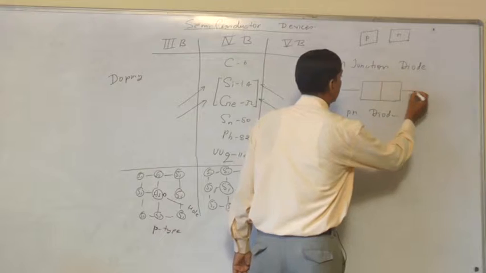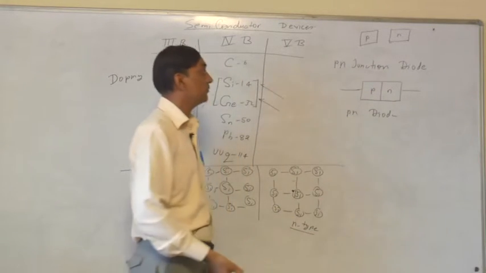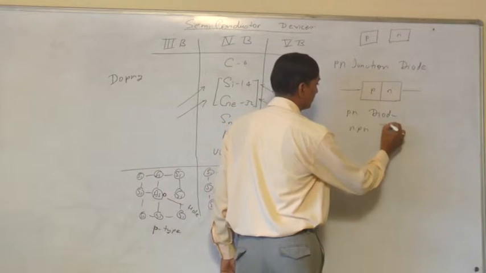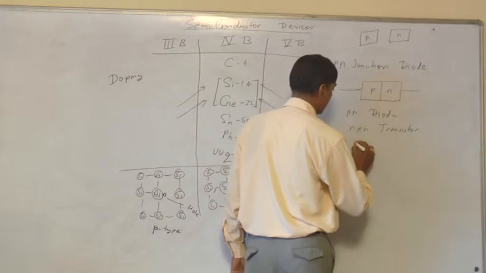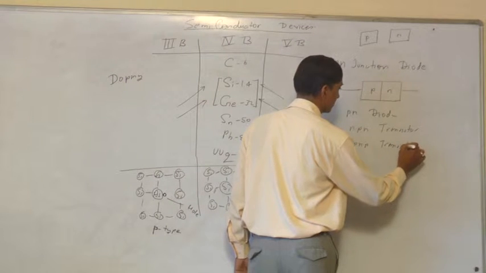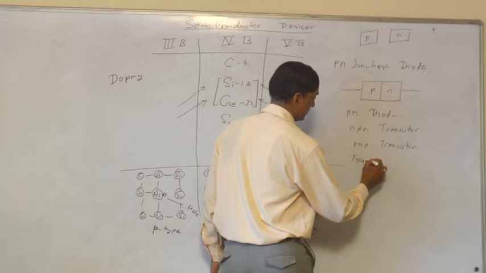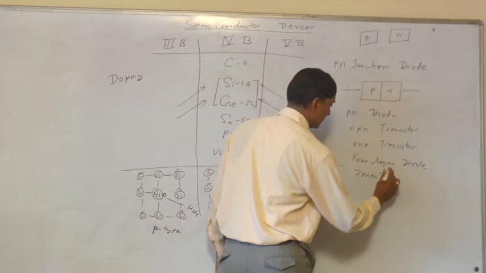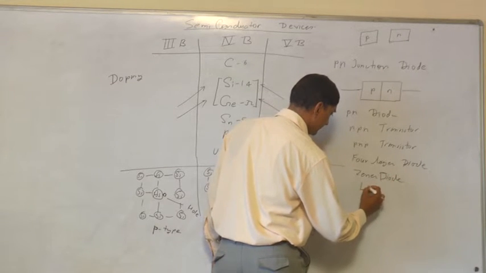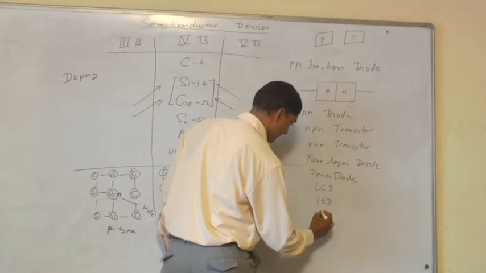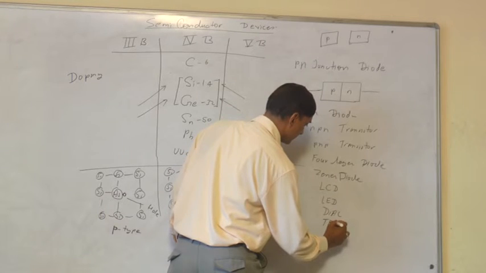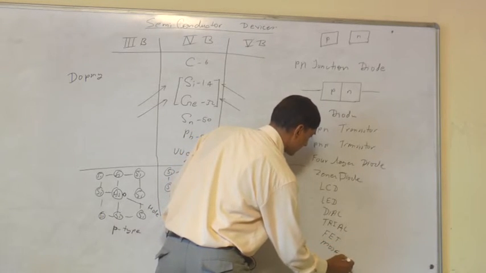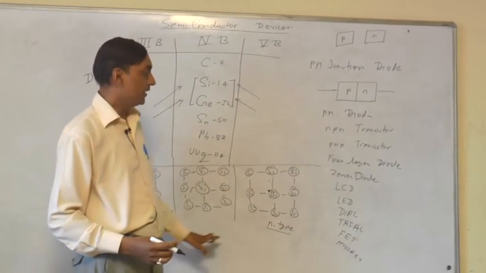Very good. Many other devices are also created from these two semiconductors, P and N, like the NPN transistor, PNP transistor, 4-layer diode, Zener diode, LCD, LED, DIAC, TRIAC, FET, MOSFET, and many more. All these devices are made from P or N type semiconductors.